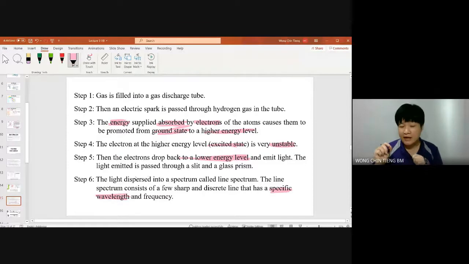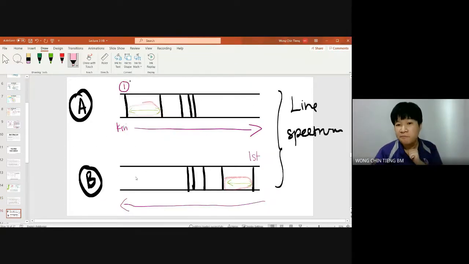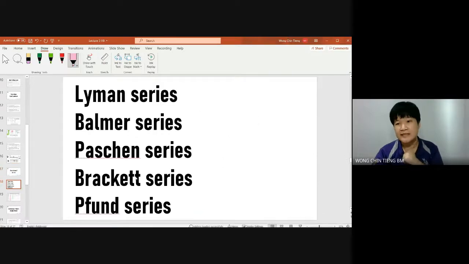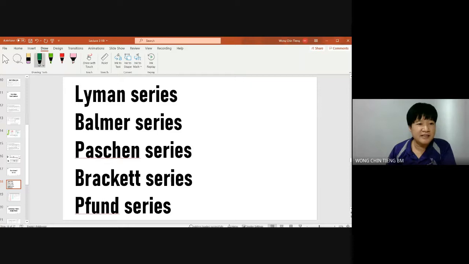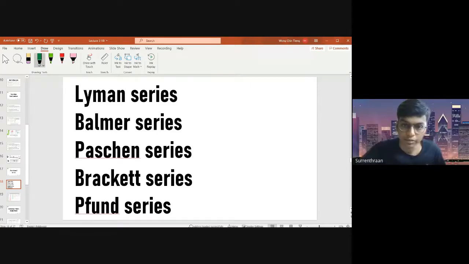And again, everything is about one electron and all the energy is about that electron. Okay, the entire story is about electron. Okay, kat sini. Ni soalan untuk kamu ni. Lyman series. And Madam, final.